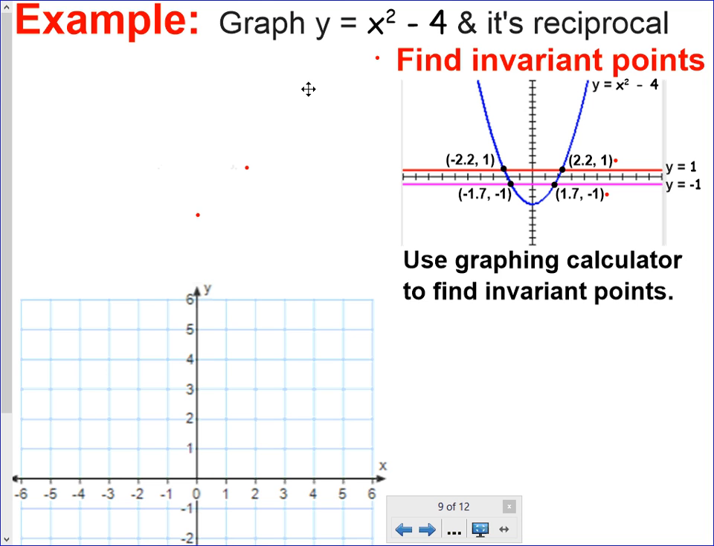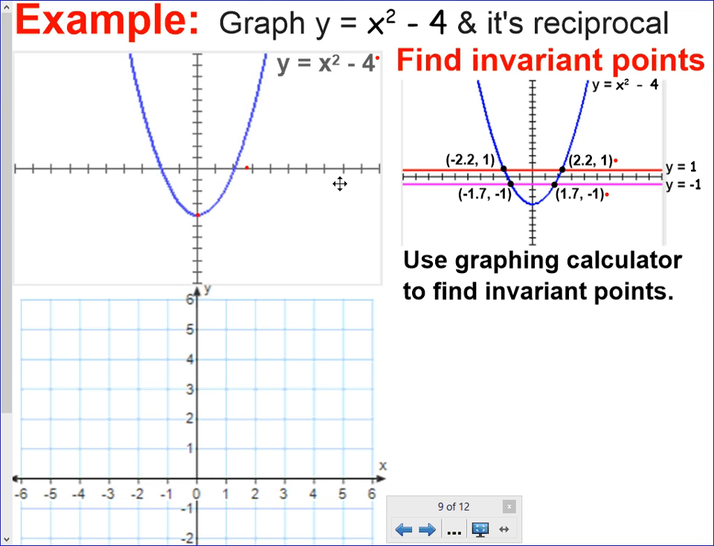So let's look at the graph y equals x squared minus 4. I already know the invariant points. Next thing I'm going to do is calculate my x-intercepts. And those are important because remember the x-intercepts of a function become the asymptotes of the reciprocal. So I go through and I calculate the x-intercepts to be positive and negative 2. And then I would also like to find my y-intercept, so I use my trace function and I come up with that as my y-intercept.